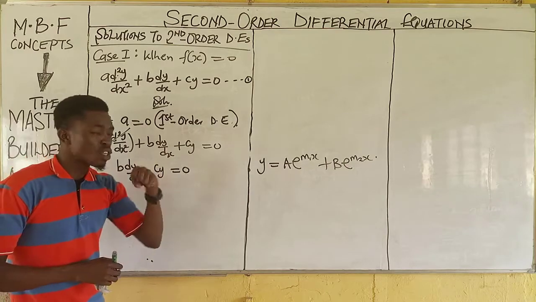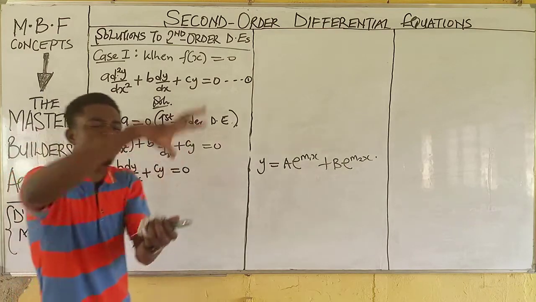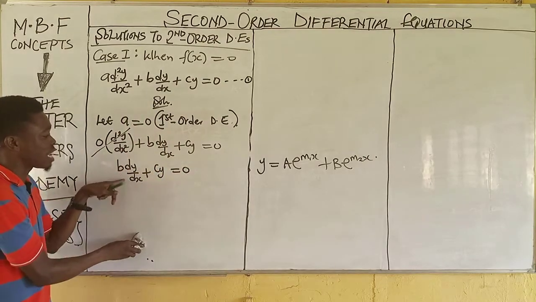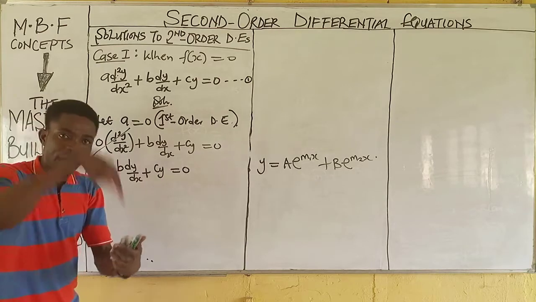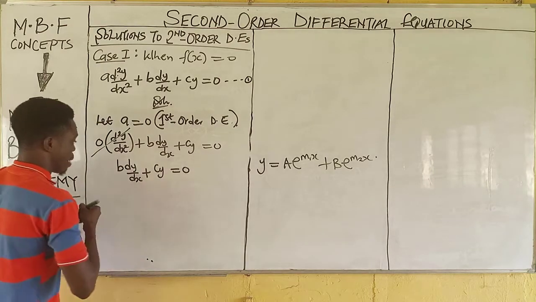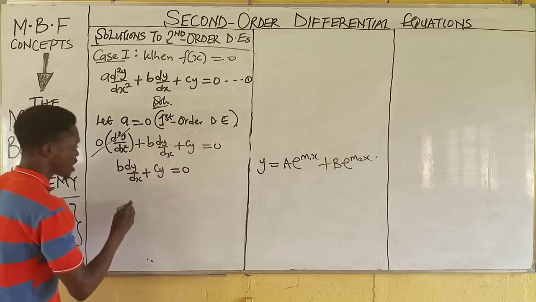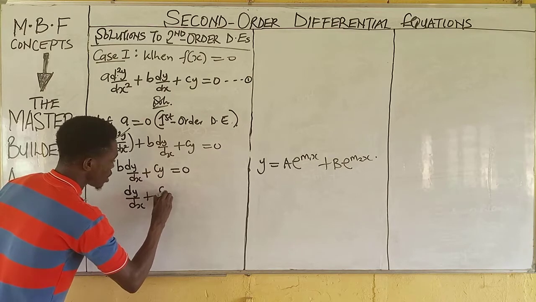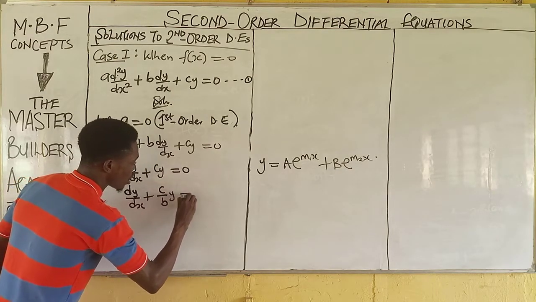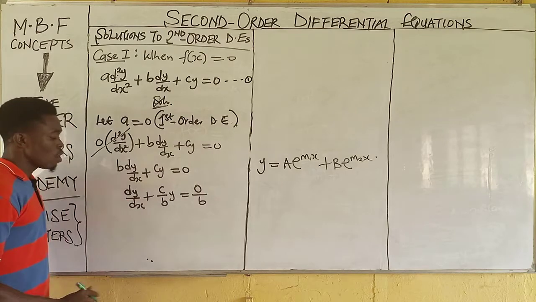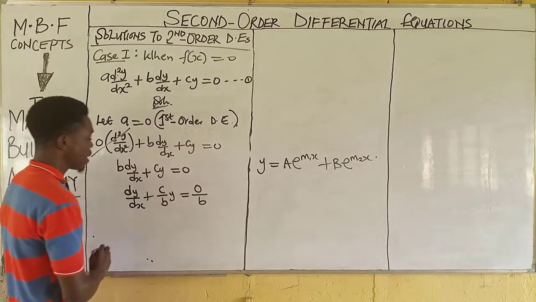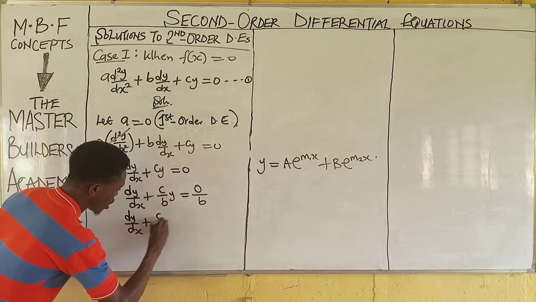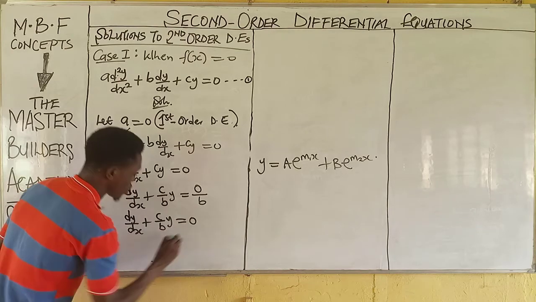So now, to solve a first order differential equation, listen carefully, you know that the coefficient of dy over dx must be 1. So what must we do to make the coefficient of dy over dx 1? We need to divide both sides by b. When we divide both sides by b, this becomes dy over dx plus c over b times y is equal to 0 over b. So we just divided both sides by b. Then automatically this gives us dy over dx plus c over b times y is equal to 0.